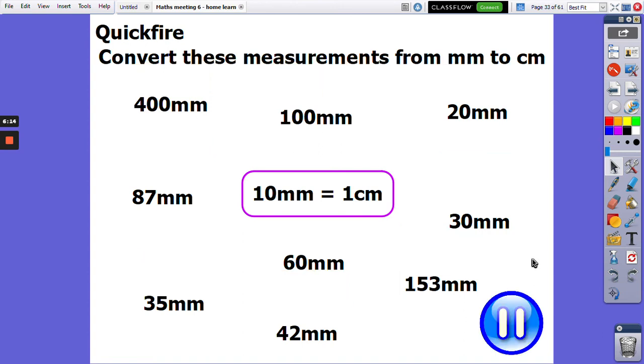Now I want you to pause the video, copy out these measurements and convert them all into centimetres. Okay? Off you go.